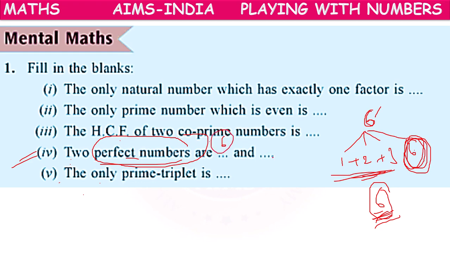In the same way, do this as homework, children. Try to find another number which is a perfect number. So what is a perfect number? The sum of all its factors, excluding itself, if it is equal to the same number, is called a perfect number. Like that, one number is 6. Another number, you try to find as homework, children. So next.